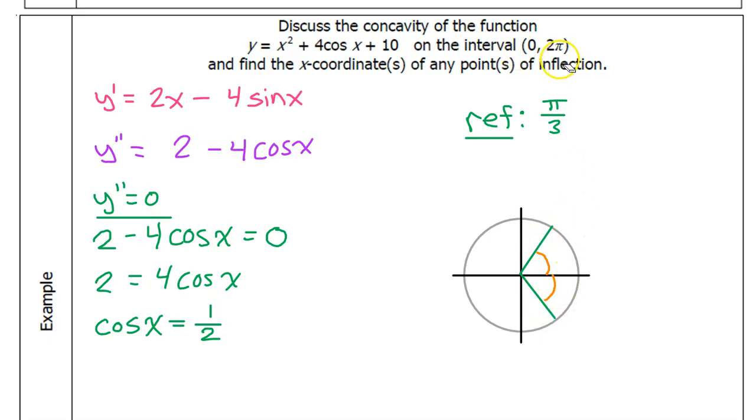So on the interval from 0 to 2 pi, the two solutions are pi over 3, the reference angle itself, and whatever this is. If we went all the way around and back to the start, that's 2 pi, and we can think of that as 6 pi over 3. So pi over 3 before that would be 5 pi over 3. So those are the two solutions.